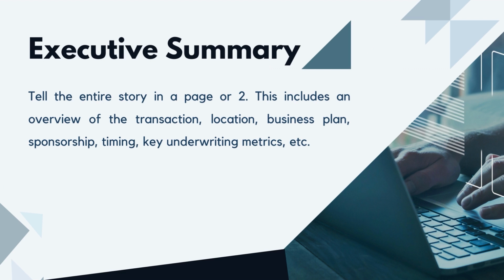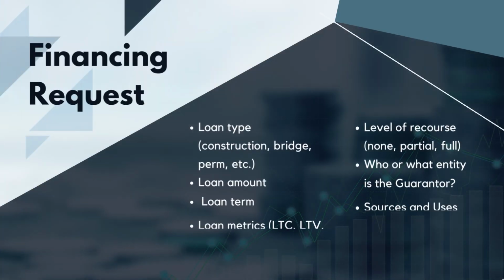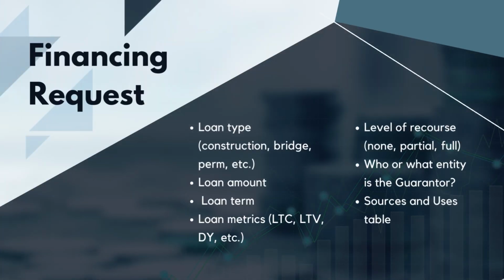Second point is the financing request: loan type, construction, bridge, perm, etc. Loan amount, loan term, loan metrics, LTC, LTV, etc. Level of recourse, non-recourse, partial, full. Who or what entity is the guarantor? Sources and uses table. And then the third section would be the investment highlights.